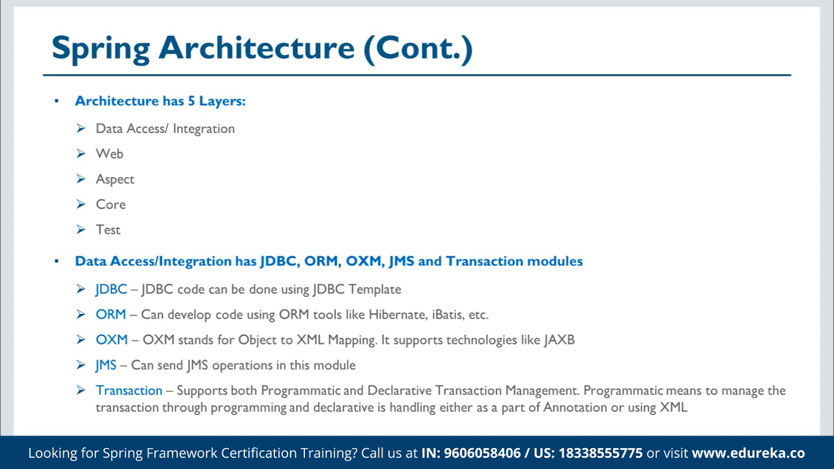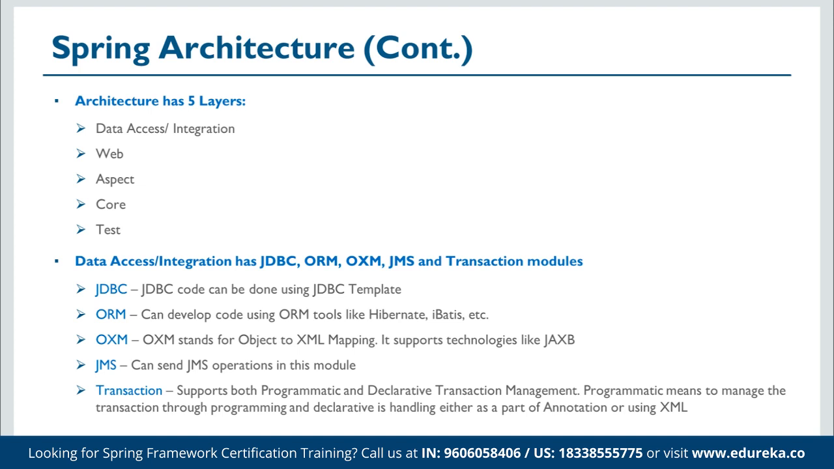So let's go into data access and integration, and let's see what features this particular layer provides to you. So JDBC is nothing but Java Database Connectivity, using which you can talk to any database. So this particular feature comes from JDBC. The other would be ORM, object relational mapping. So it supports Hibernate. Internally it uses Hibernate, and gives a very good abstraction over Hibernate. So that is called ORM.